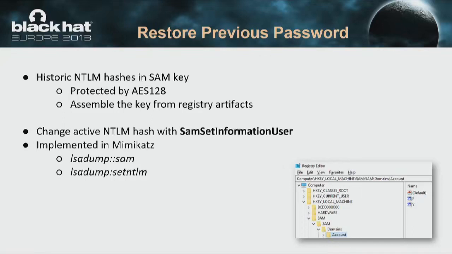Now, once you have the NTLM hash of the password that you just overwrote, you can use an undocumented API, SamSetInformationUser, and reinstate the NTLM hash that was active just before you changed it, and set it as the active NTLM hash, effectively undoing the password change. So no one is going to notice that. And you can implement it with Mimikatz with simple two commands. And so that's it. That was our last phase.